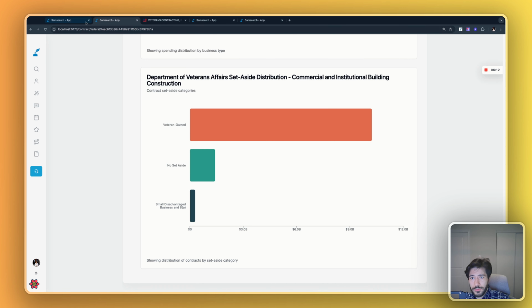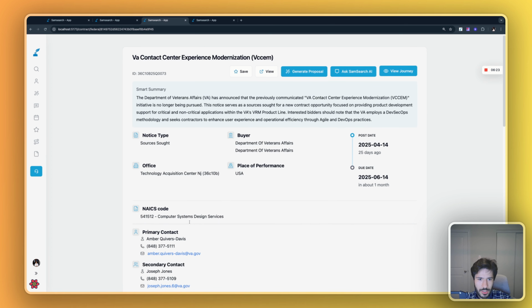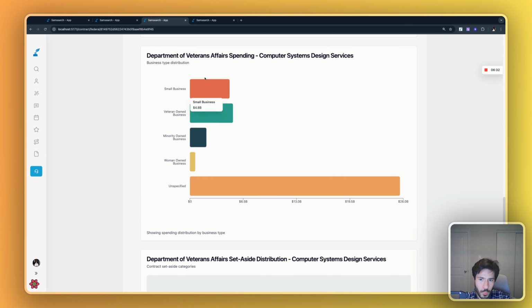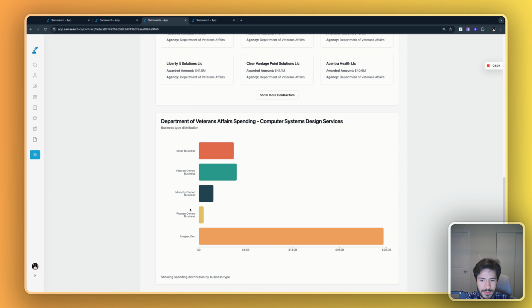Now, I'll show you another example of Department of Veteran Affairs, but this time we're looking at computer system design services. So we're not looking at construction, and I want to show you that even if it's the VA, that doesn't mean that it's only for veterans. When we look at the analytics, we see that a lot of the spending is unspecified. It's not for small businesses, it's not for veteran-owned businesses. It's a mix of everything, but a lot of it is unspecified for computer system design. So it doesn't have to be veteran-owned, although a good portion of it is. And by the way, these two can overlap, so it's important that you distinguish: a veteran-owned business could also be a small business at the same time.